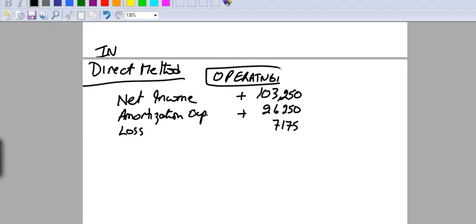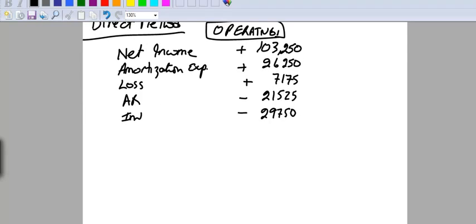The operating activities. We got to look at any current asset and current liability here. We don't use the cash account, but we use the accounts receivable. Accounts receivable went up, so we have to subtract $21,525. Inventory went up by $29,750. So if inventory went up, cash goes down. My prepaid went down, so I add back $1,225.